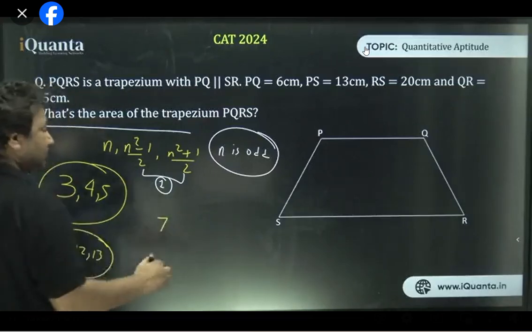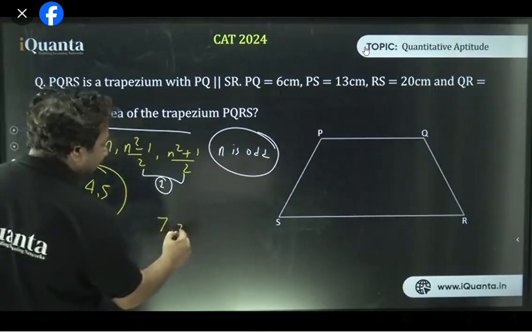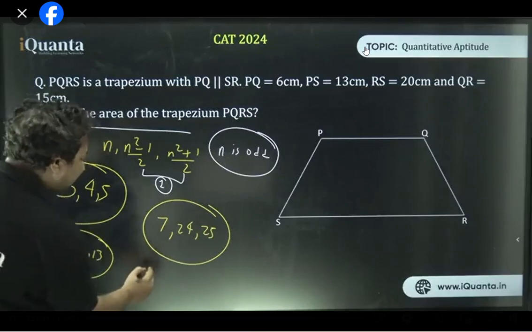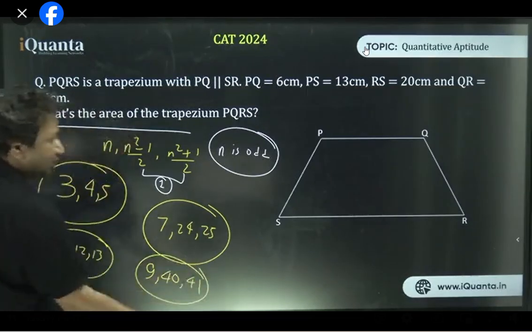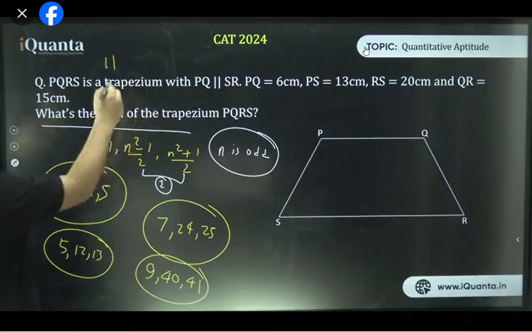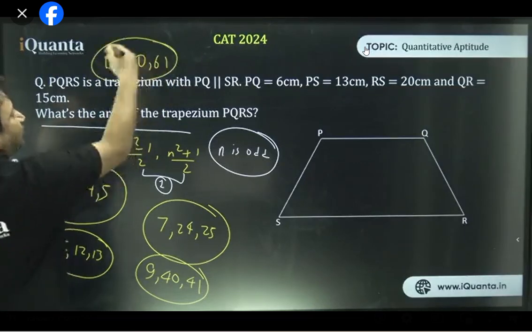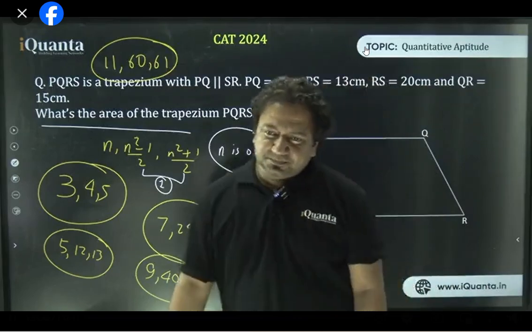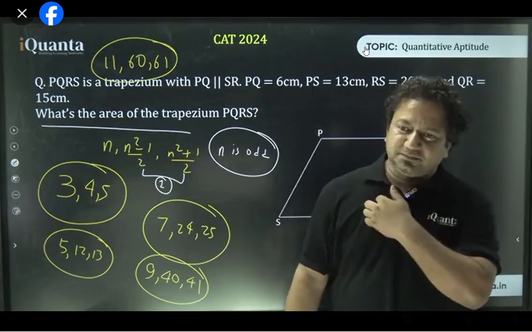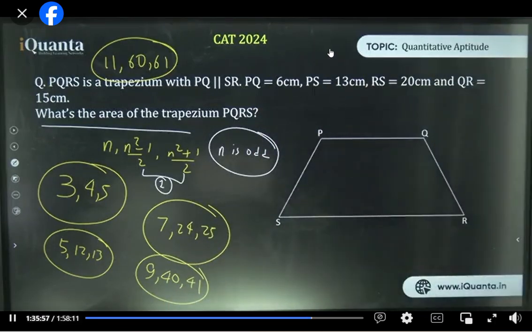Let's say we have 7. 7 square is 49. Two parts: 24, 25. We got the triplet. Let's say we have 9. Square is 81. Two parts are 40 and 41. That's 1 unit apart. We got the answer. 11 square is 121. Two parts 1 distance apart: 60 and 61, we got the values. So, I made it even simpler. It's clear now? To everyone?